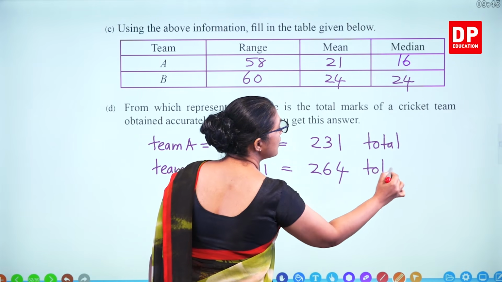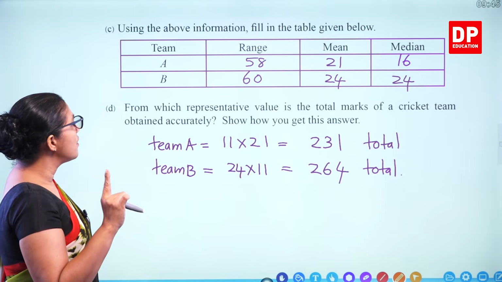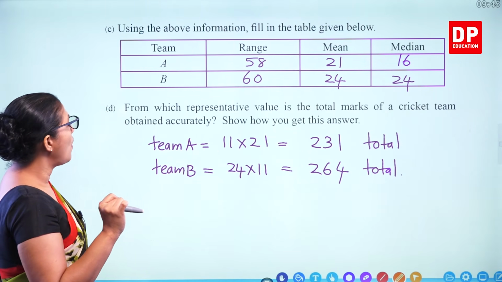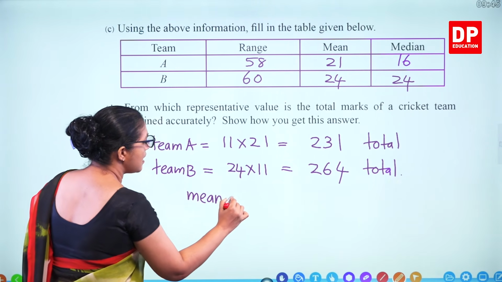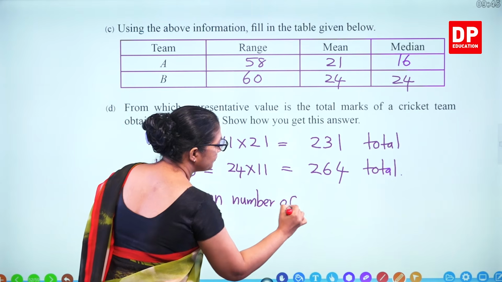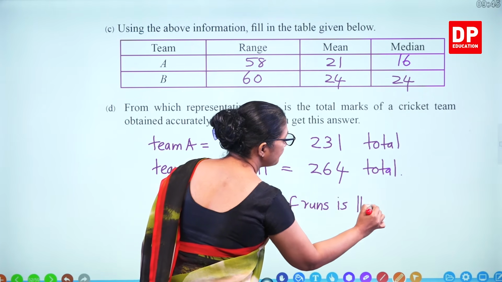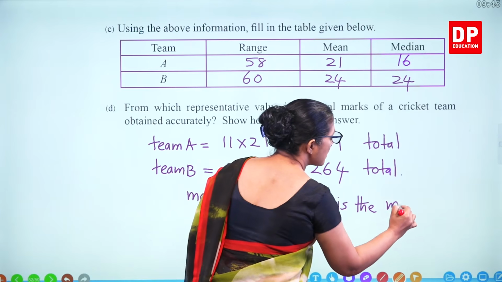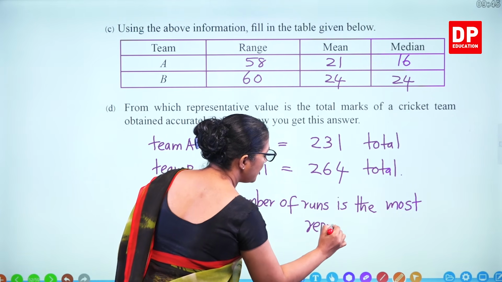So that's the total. So the mean mark is the most representative value. So mean number of runs is the most representative value.